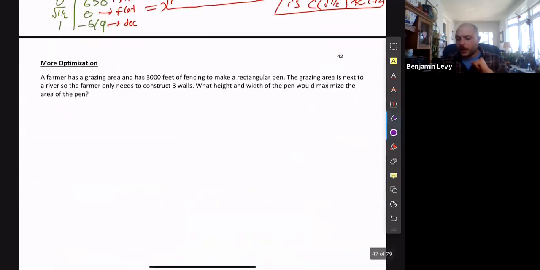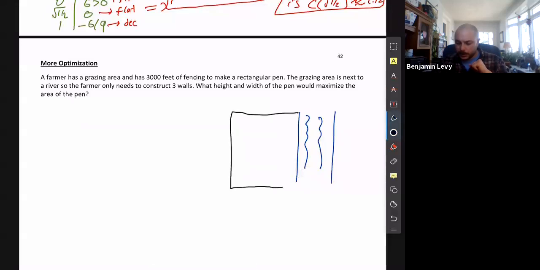So I'm going to start by drawing a picture just in case anyone's confused about what's going on here. It's like we have a river over here on one side, and this farmer wants to build a pen like this, right, with his 3,000 feet of fencing, and we're calling the height and the width of the pen the sides. For some reason in my notes I changed height to length, and I can't remember why. I don't think it really matters though.